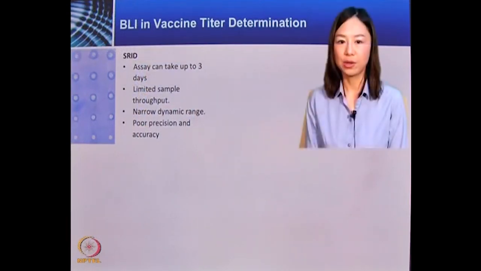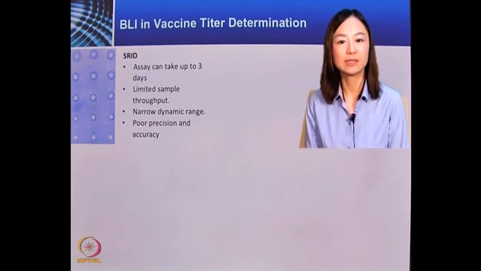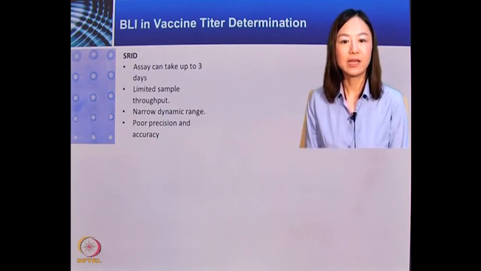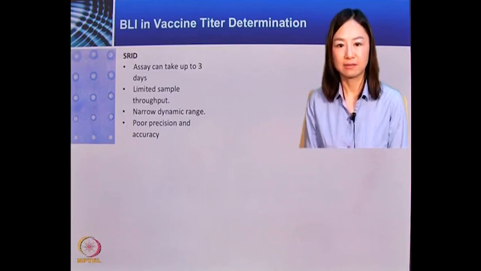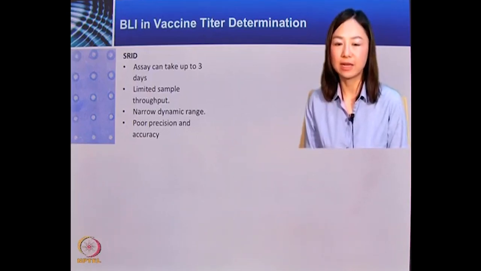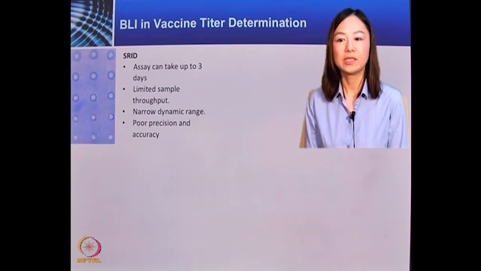Traditionally, in the vaccine industry, we rely on the SRID method to perform the quantitation of the vaccine virus titer. However, this method is very time consuming. It takes up to 3 days to analyze the virus titer. Also, it has very limited sample throughput. It is only able to analyze maybe 15 or 16 samples at the same time. Thirdly, the sensitivity and accuracy of the SRID method is limited, and the interpretation of the final results is subject to personal interpretation. So this method may not be a perfect method for you to determine the virus titer in a sample.